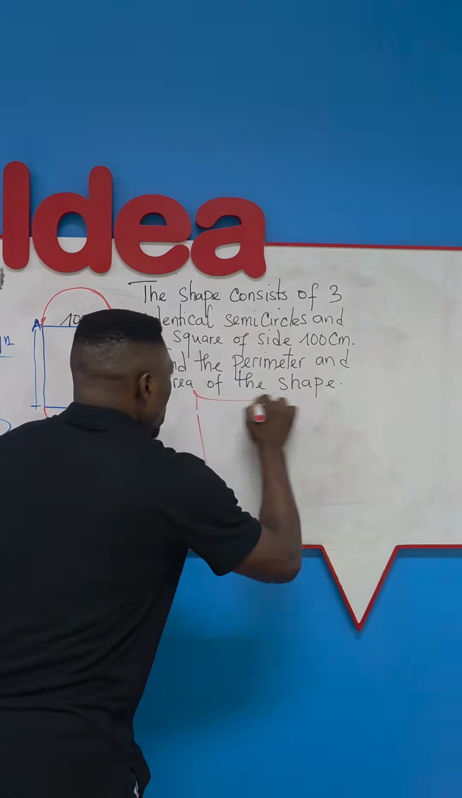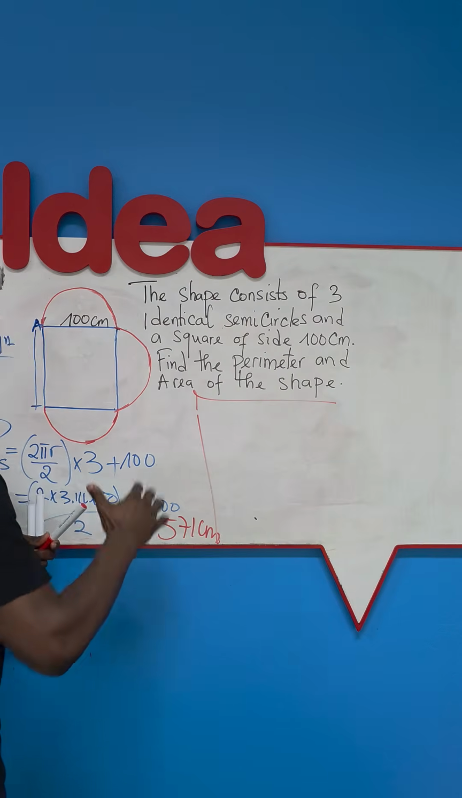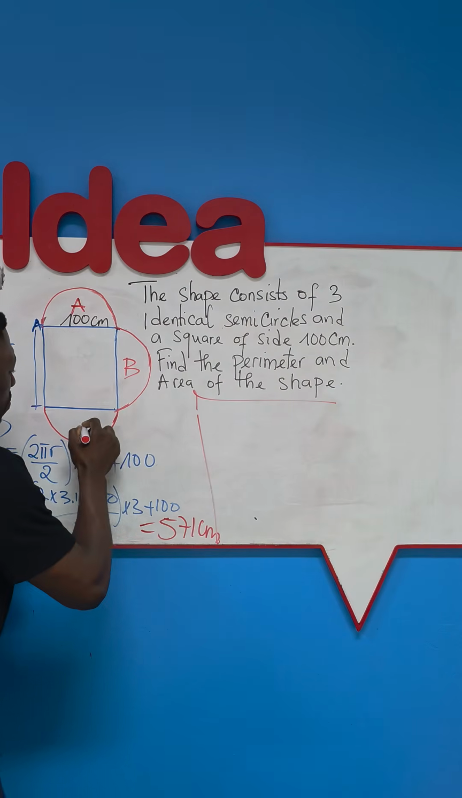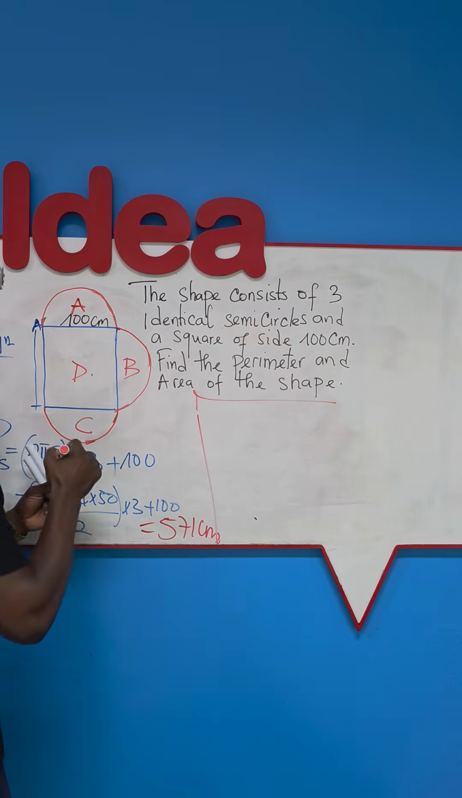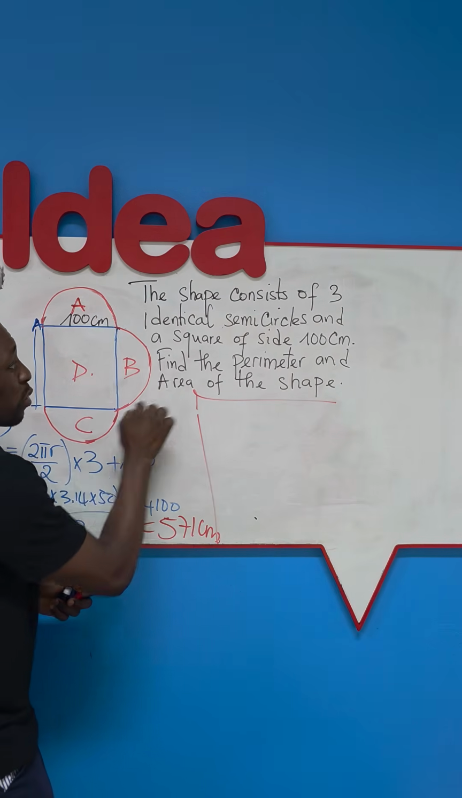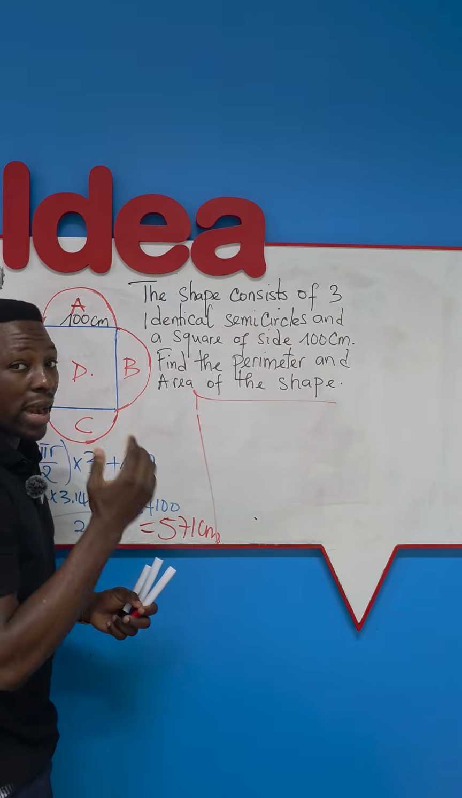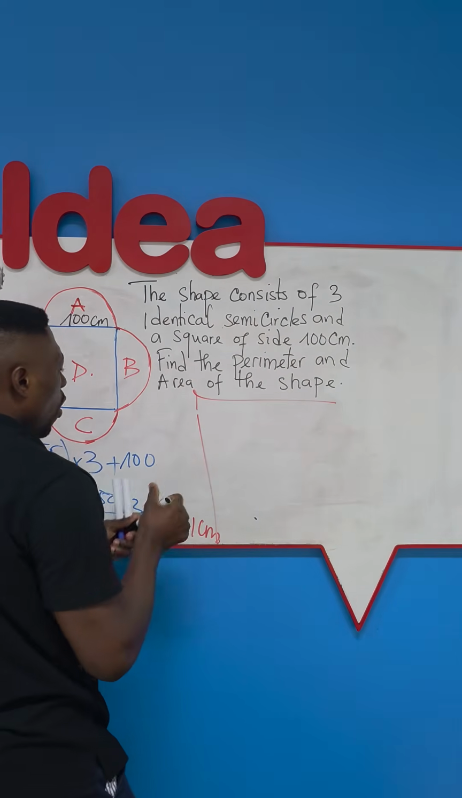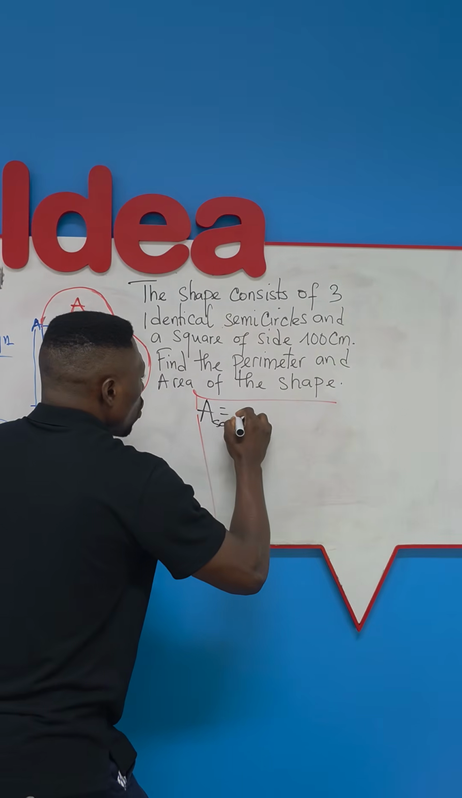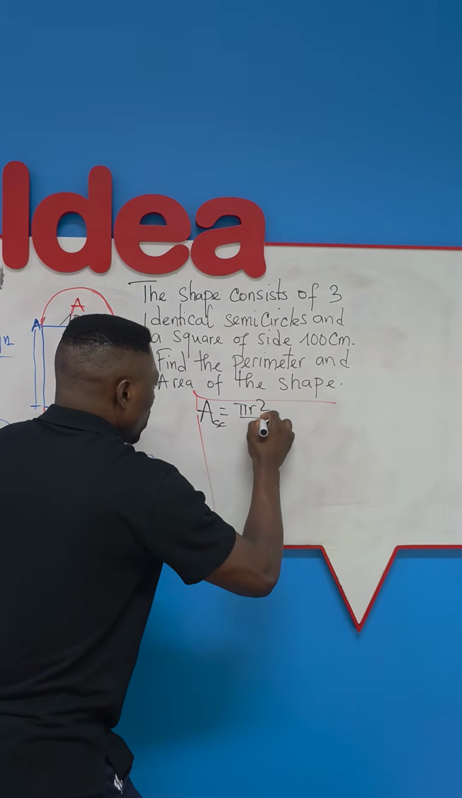Now, how do we get the area? Unlike the perimeter, the area this time around will be the area of A plus the area of B plus the area of C and then plus the area of D. It's enough to just get the area of A and we multiply it by 3 because there are 3 identical semicircles. So what's the area of one semicircle? The area of a semicircle will be equal to the area of a full circle divided by 2.